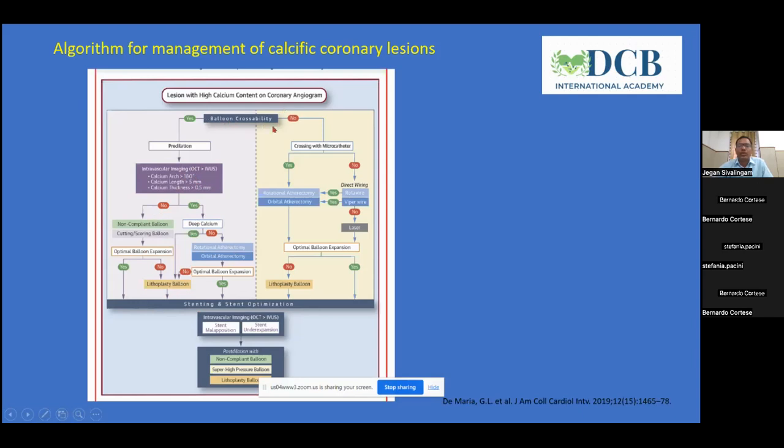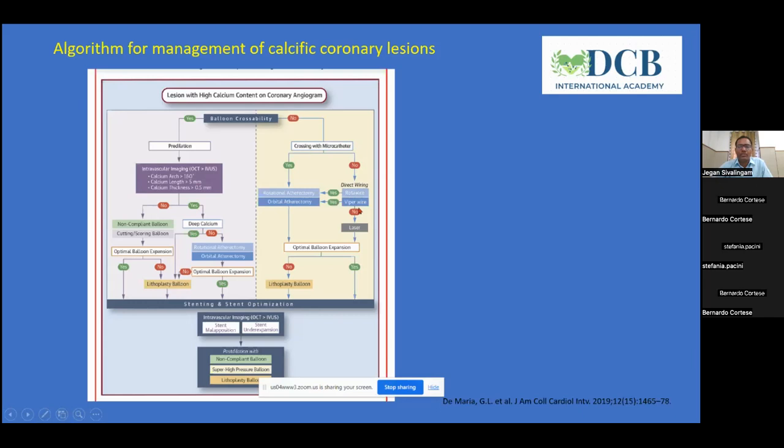If we are not able to cross with a balloon, then we go to the next step, whether it's able to cross with a microcatheter. If able to cross with a microcatheter, we can exchange to the rota wire or viper wire, then do rotational atherectomy or orbital atherectomy. If we are not able to cross with the microcatheter, then we can try direct wiring with the rota wire or viper wire.